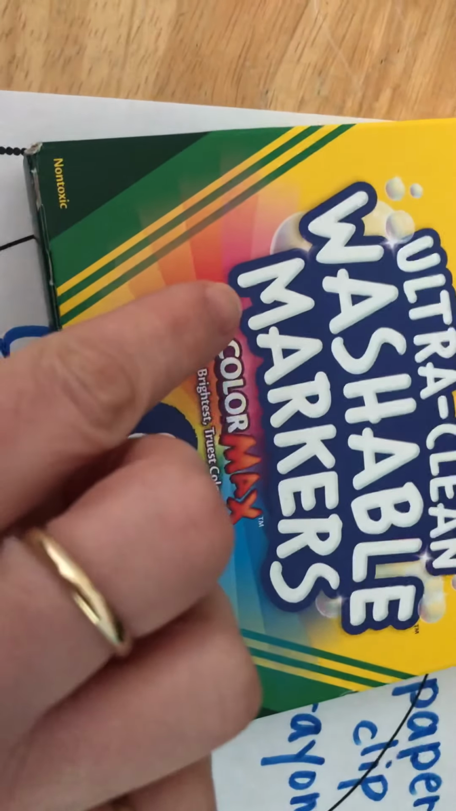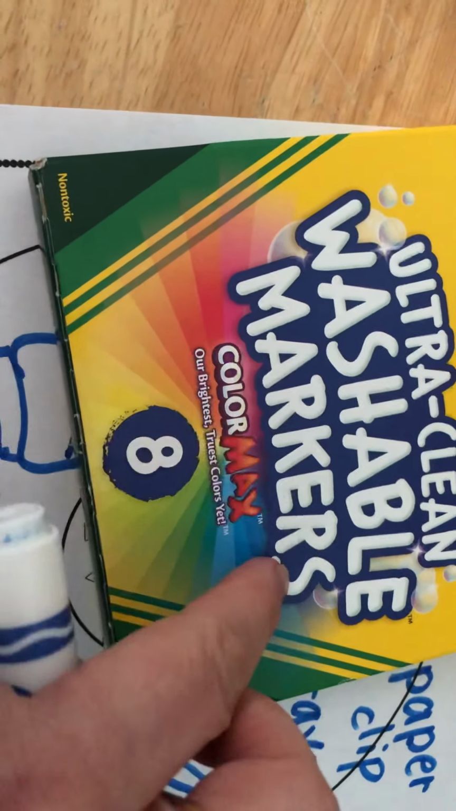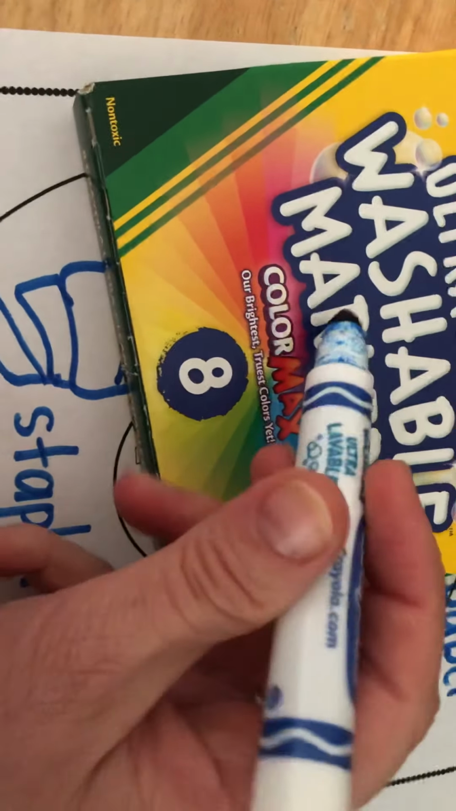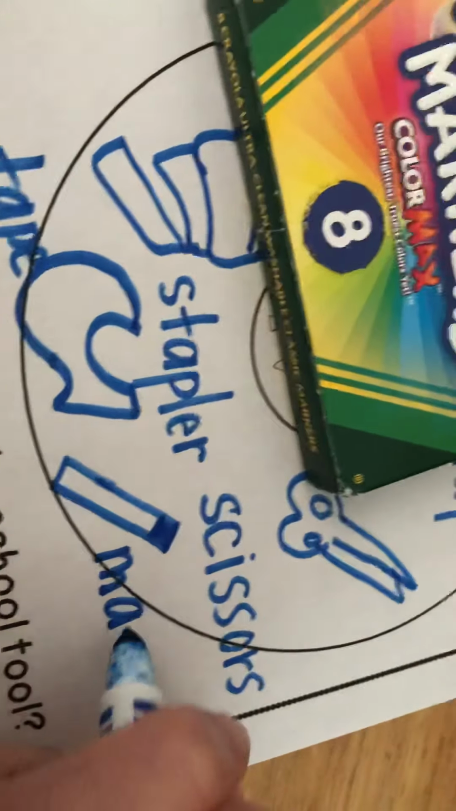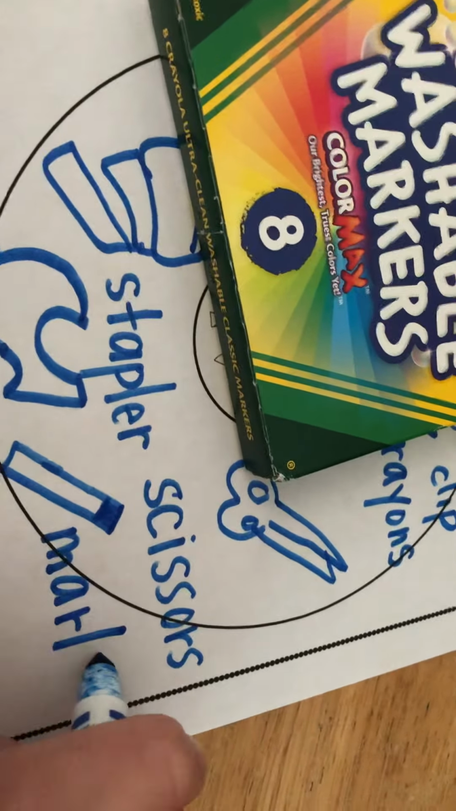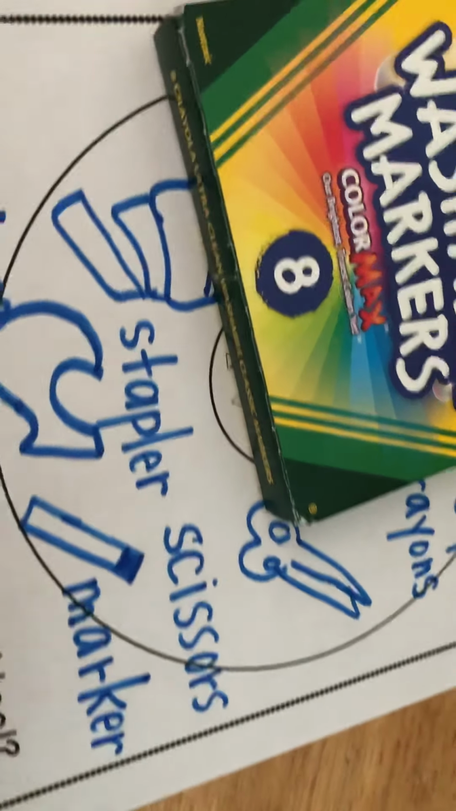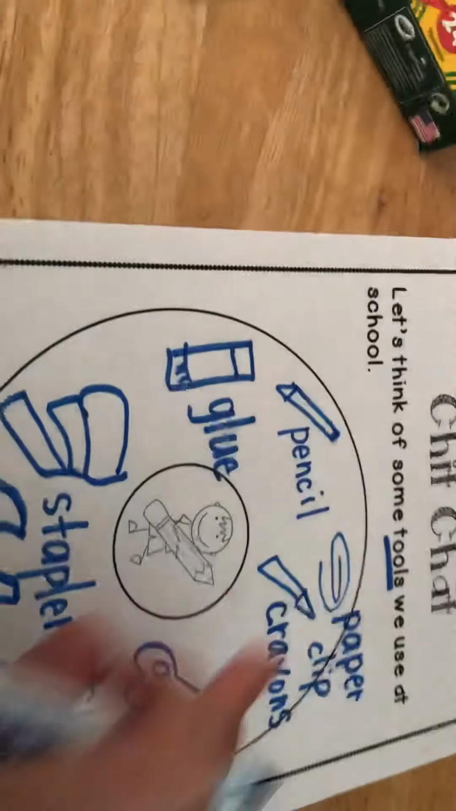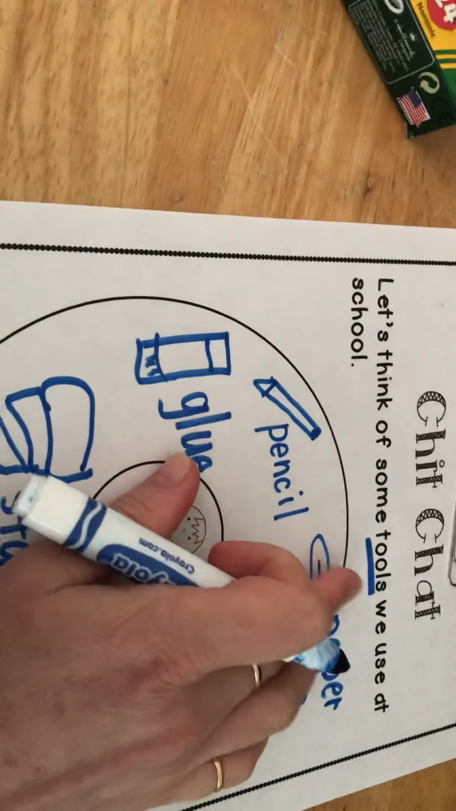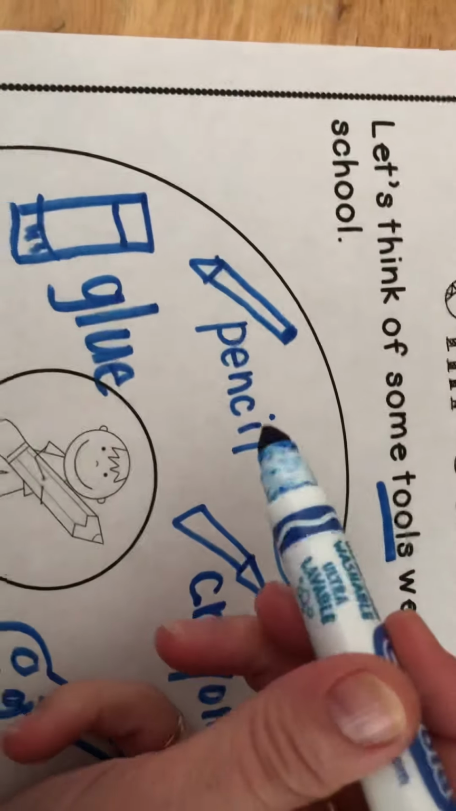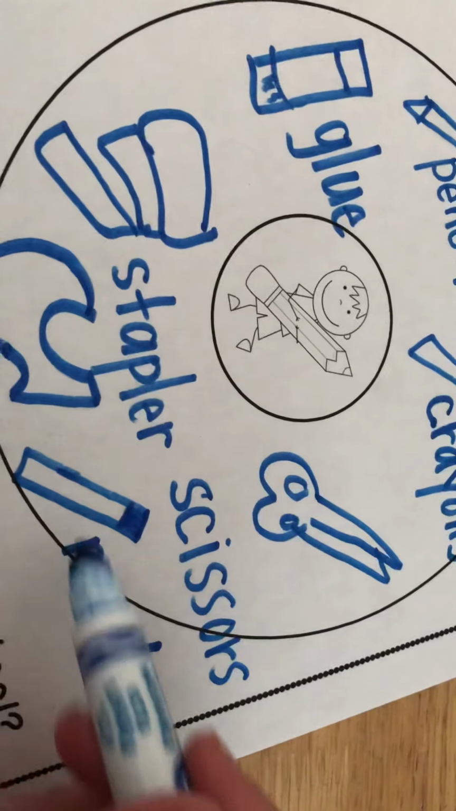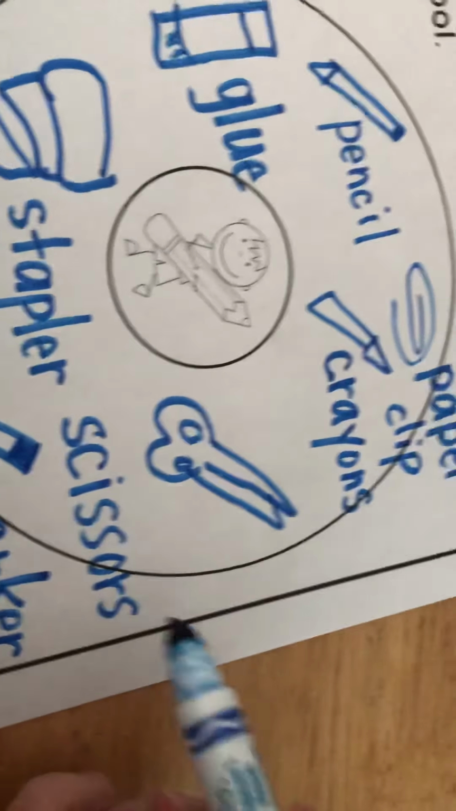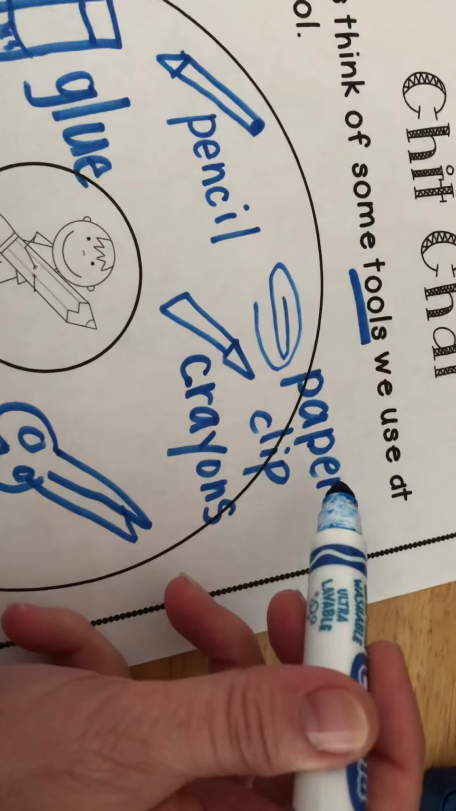And if you notice here, the word marker is in all capital letters. I'm not going to write them in capital. I'm going to do lowercase. So marker. M-A-R-K-E-R. Marker. All right, so let's review on my circle map a list of tools we use at school. So let's start here with pencil, glue, stapler, tape, marker, scissors, crayons, paper clip.